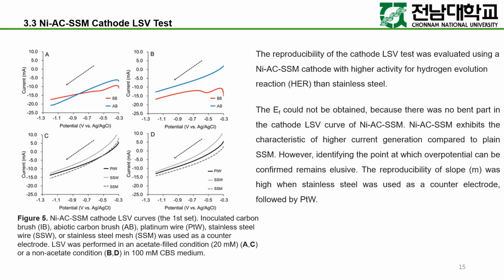The EF could not be obtained, because there was no bent part in the cathode LSV curve of NiCSSM. This demonstrates the same phenomenon as observed in previous studies. NiCSSM exhibits the characteristic of higher current generation compared to plain SSM. However, identifying the point at which overpotential can be confirmed remains elusive. The reproducibility of slope was high when stainless steel was used as a counter-electrode, followed by point W.